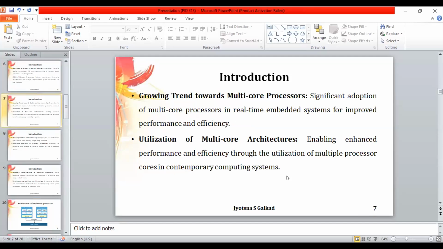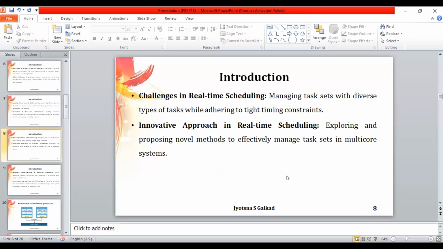Recent growing trends are towards multi-core processors. There is significant adoption of multi-core processors in real-time embedded systems for improved performance and efficiency. Multi-core architectures enable enhanced performance and efficiency through the utilization of multiple processor cores in contemporary computing systems. There are challenges in real-time scheduling, that is, managing task sets with diverse types of tasks while adhering to tight time constraints. And the innovative approach in real-time scheduling is exploring and proposing novel methods to effectively manage these task sets in multi-core systems.